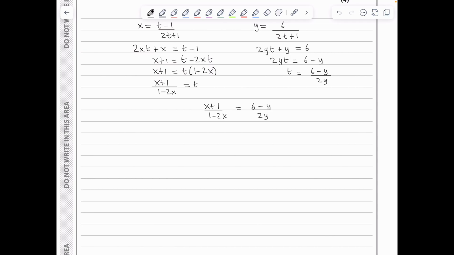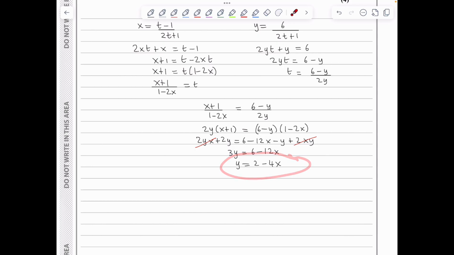I will cross multiply to get 2y brackets x plus 1 is equal to (6 minus y) times (1 minus 2x). Let's expand the brackets to get 2yx plus 2y being equal to 6 minus 12x minus y plus 2xy. We immediately notice that the 2yx terms will cancel out, and this leads to 3y being equal to 6 minus 12x. I will divide everything by 3 to get y is 2 minus 4x, which I recognize as the equation of a straight line, and therefore we conclude that all points lie on a straight line.